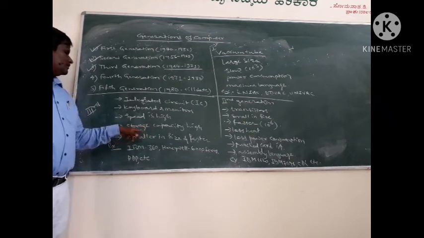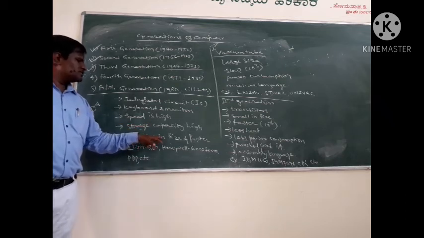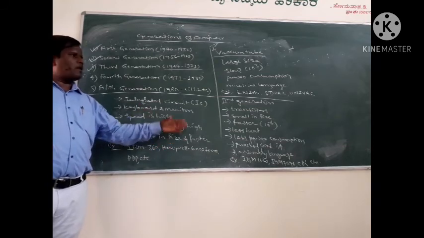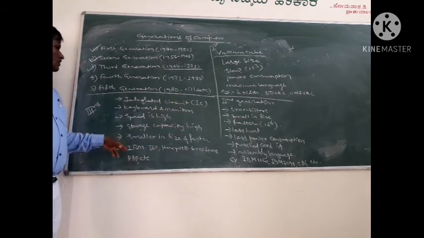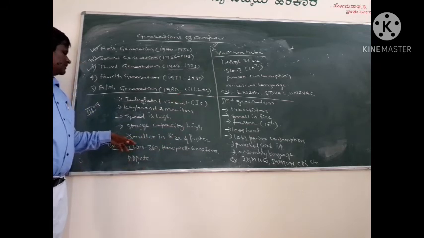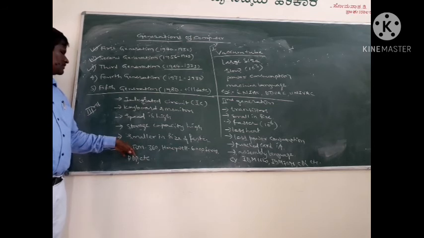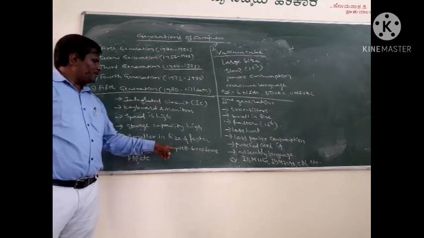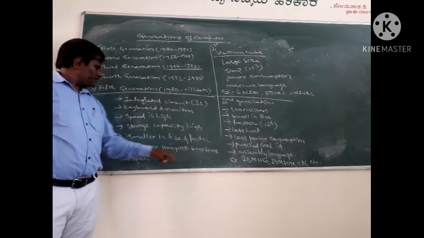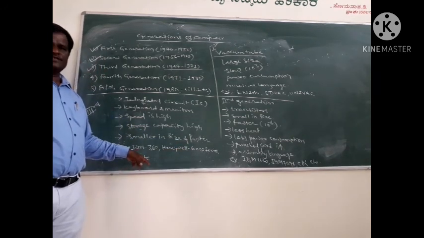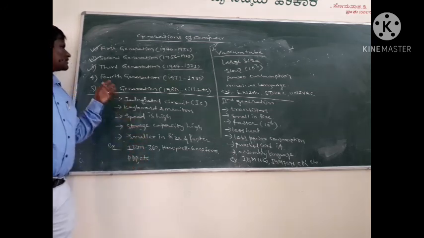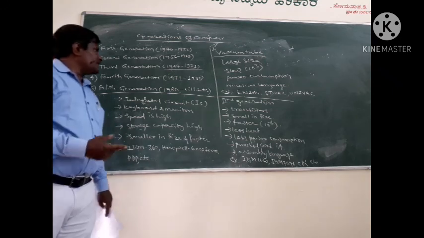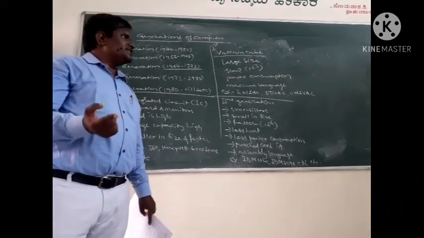Then we find these third generation computers smaller in size and they produce results very fast compared to the previous two computers. The examples for the third generation computers are the IBM 360 series, the Honeywell 6000 series, the PDP, the personal data processing, etc. Okay, so now next we will move to our next generation of computer.